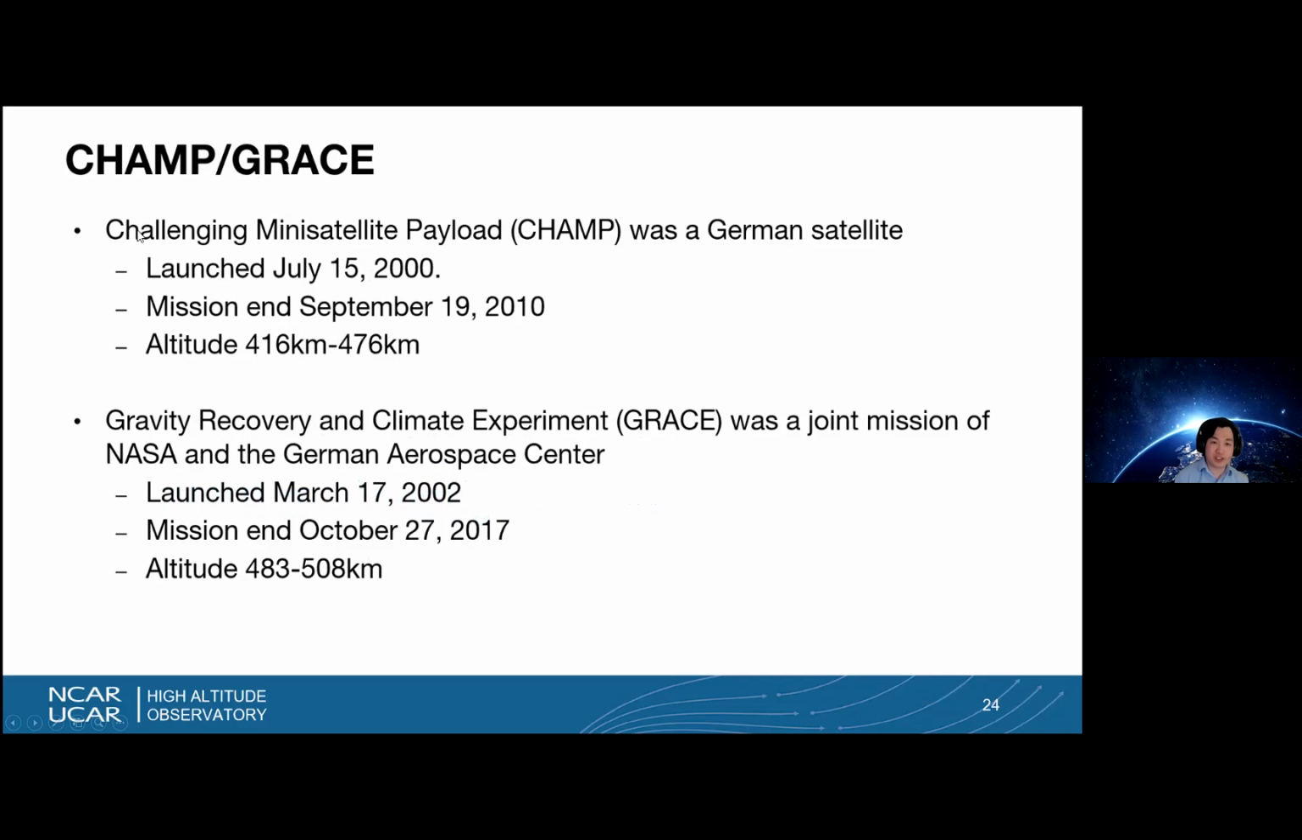All right, so quick jump: CHAMP and GRACE are two satellites. CHAMP is the Challenging Mini Satellite Payload, or also known as CHAMP. It's a bit of a stretch. The satellite launched in 2000 and went down in 2010. It sits at about 416 to 476 kilometers or so. GRACE was a joint mission between NASA and the Germans again, and that stands for the Gravity Recovery and Climate Experiment. I think this is a little bit better than CHAMP. This was launched in 2002, and the mission ended in 2017. So it had a much better run than CHAMP, and it sits at an altitude of about 483 kilometers to 508 kilometers.